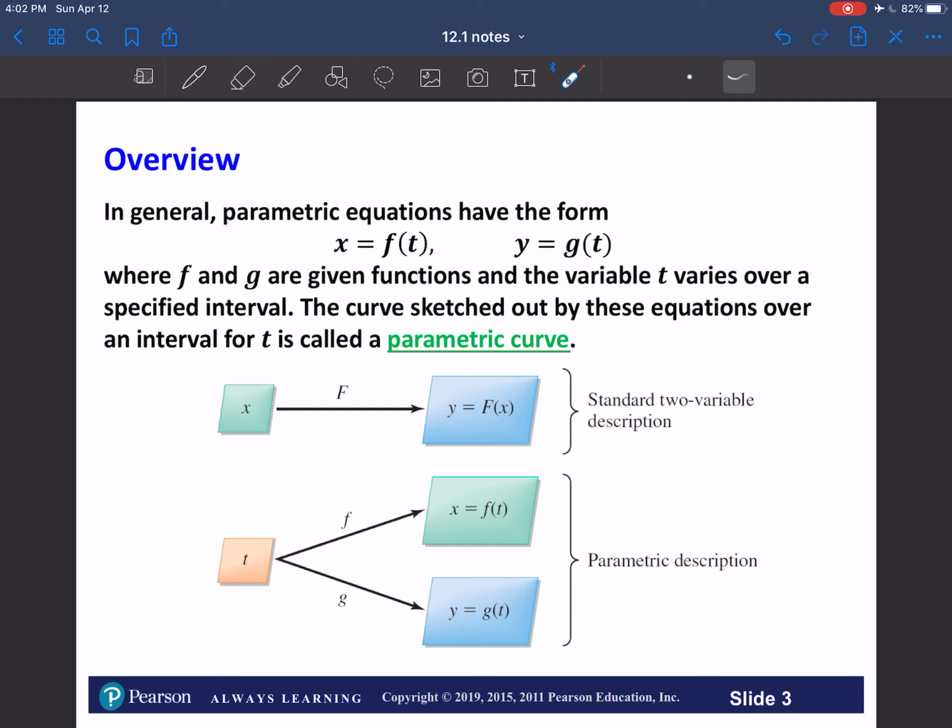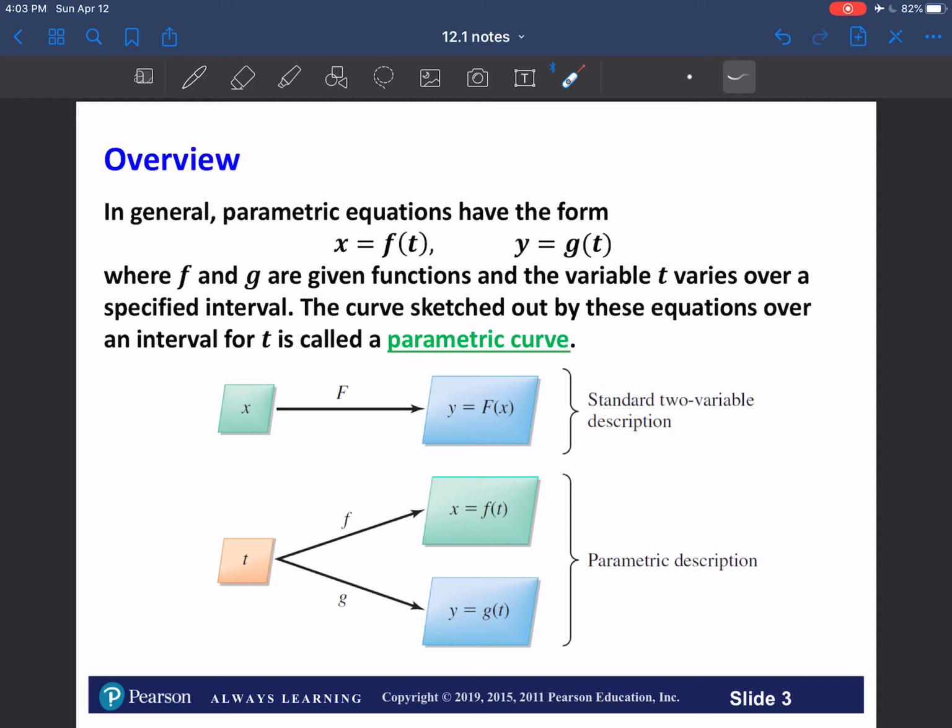Generally, we have the independent variable x and the dependent variable y, and it's just a standard two-variable description of our particular curve. Here, however, we have the independent variable t and the dependent variables x and y, which will tell you the x and y coordinates for your function. And this will have some advantages that we will see soon.